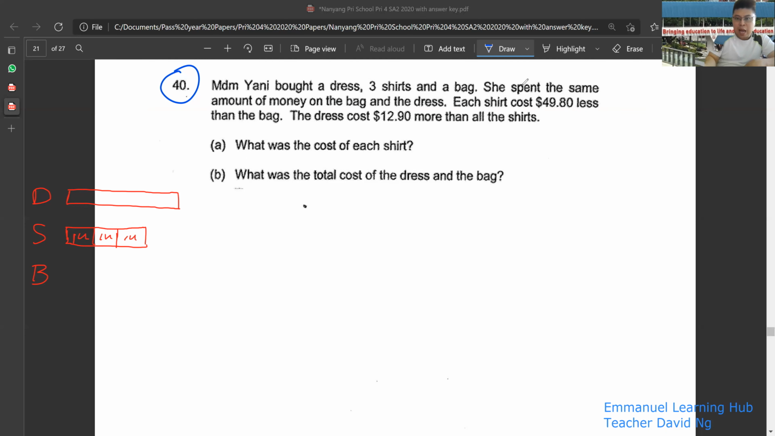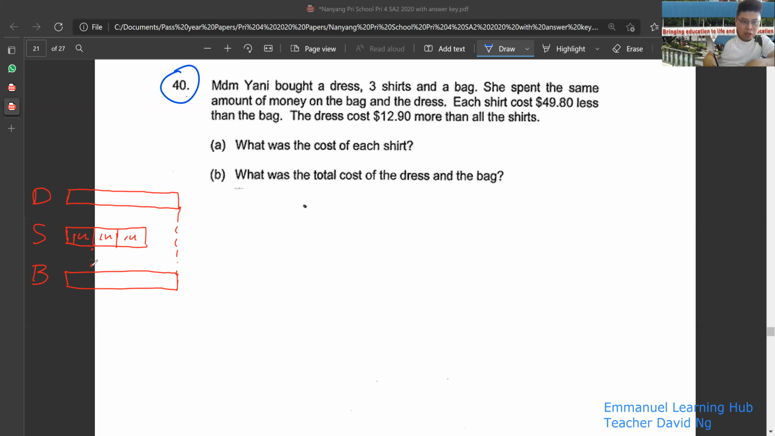Three shirts and a bag. She spent the same money on the bag and the dress. Understand? Yes. She spent the same amount of money on the bag and the dress. Okay, so same length. Each shirt costs 49.80 less than the bag.